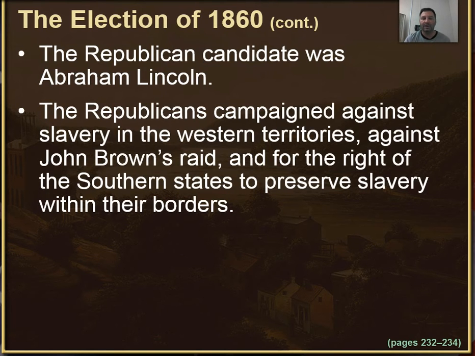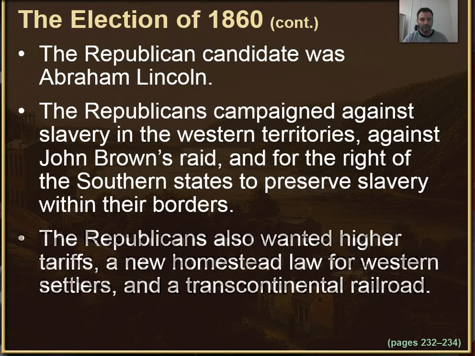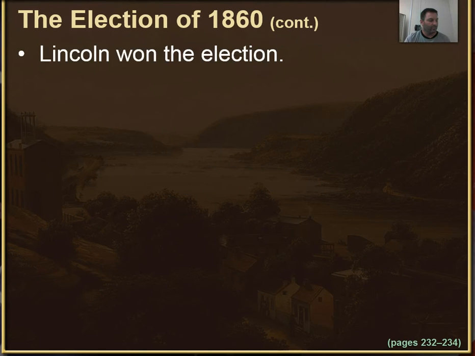Now, the Republicans campaigned against slavery in the Western territories and against John Brown's raid, and for the right of Southern states to preserve slavery within their borders. The Republicans also wanted high tariffs, a new homestead law for Western settlers, and a transcontinental railroad. Lincoln ends up winning the election.